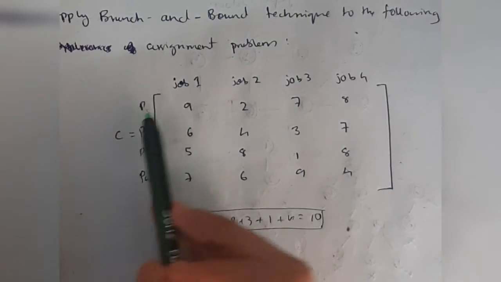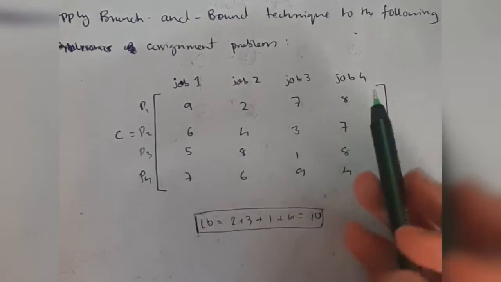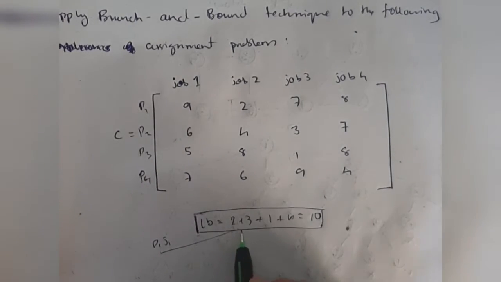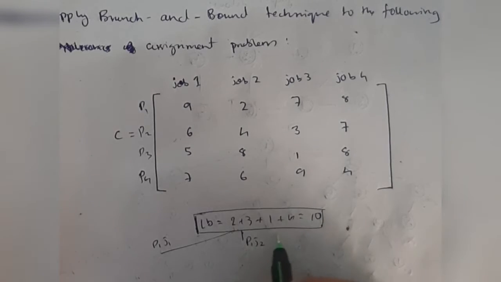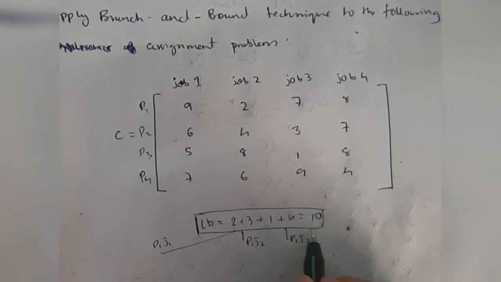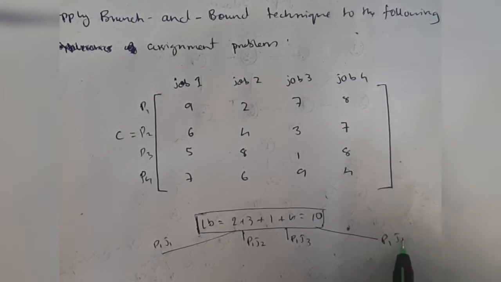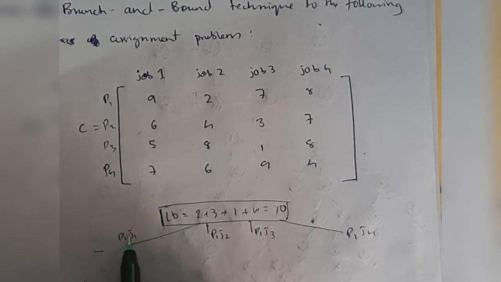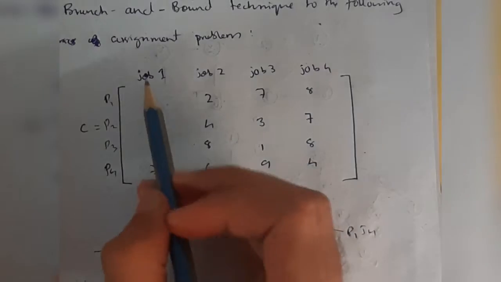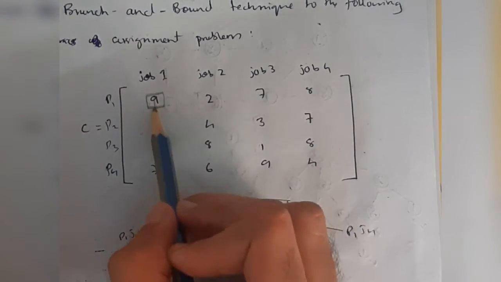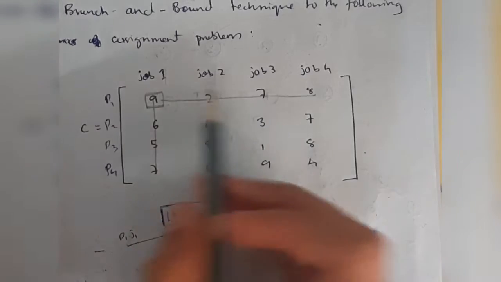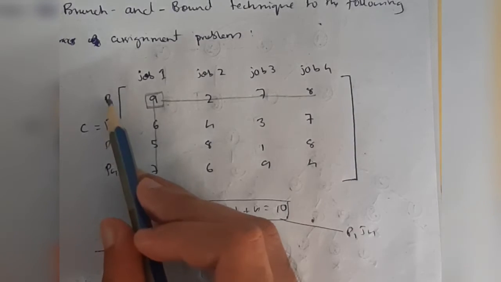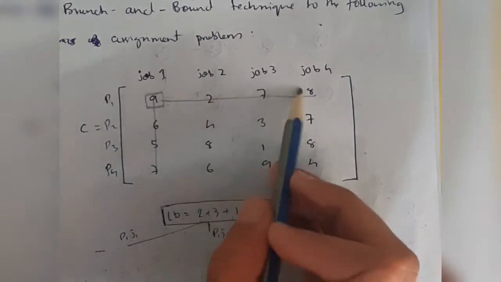See here, person 1 can be assigned with job 1, job 2, job 3, or job 4. So I have 4 possibilities here: P1 J1, person 1 with job 1, person 1 with job 2, person 1 with job 3, and person 1 with job 4. There are 4 possibilities. Now by using these possibilities, we'll be calculating the cost for each of these. If person 1 is given job 1, you select it like this, and then mark a cross here. Since job 1 is given to person 1, other persons can't perform it, and person 1 cannot perform other jobs. So these are the eliminated options.